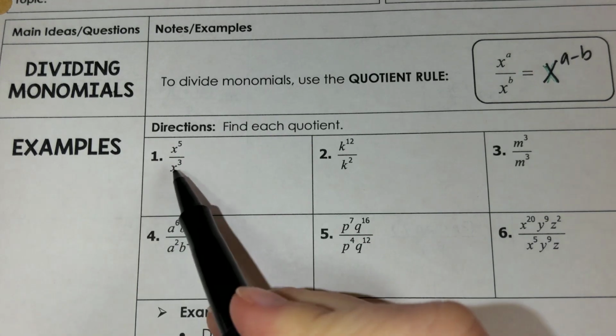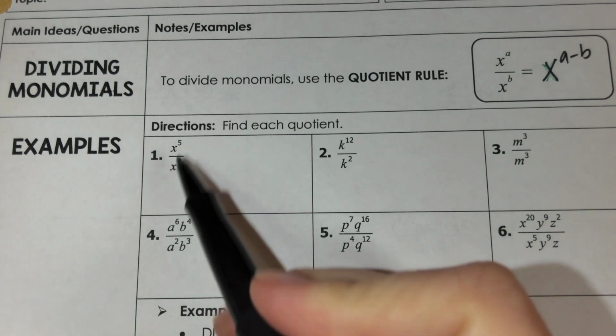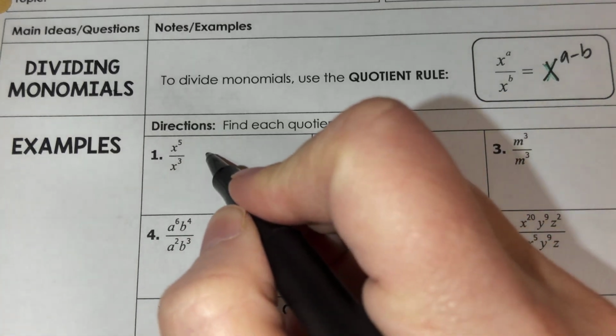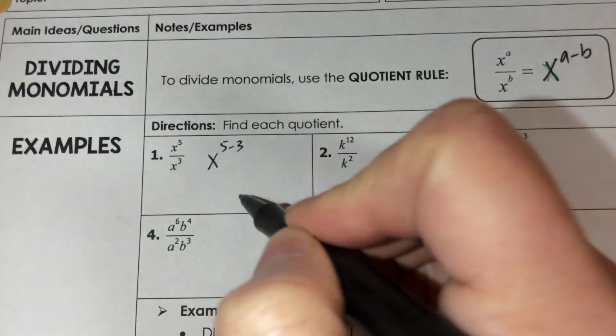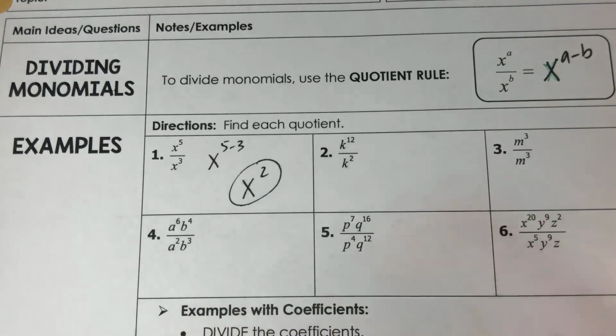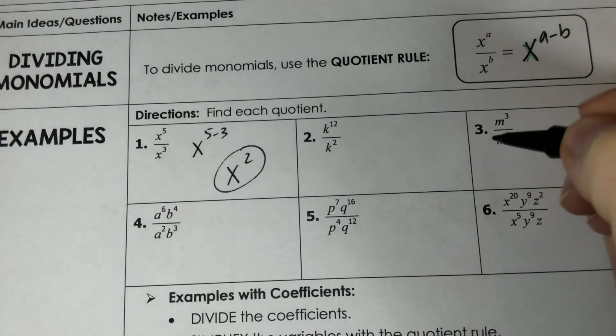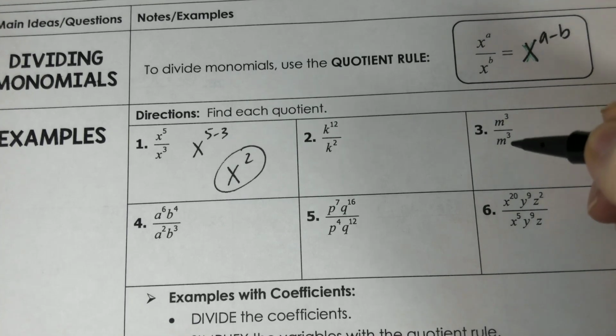Okay, so here, for example, I would have the x to the 5th divided by x cubed. I'm going to have x to the 5 minus 3, which is x squared. Now, if you remember, again, here we have 3 and 3, so if I subtract those, I end up with m to the power of 0.